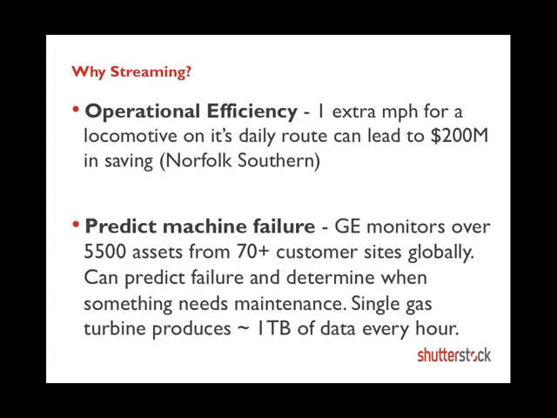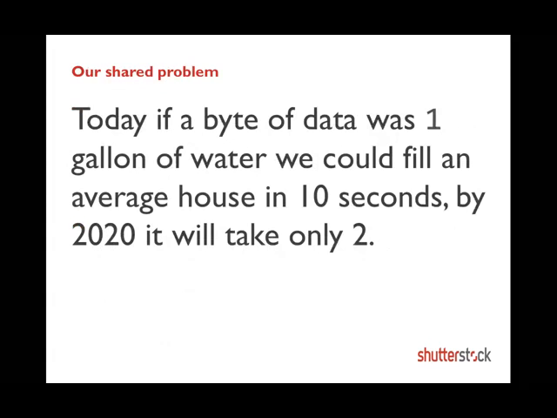So I think together we face a problem. It's a shared problem that we have to figure out how we're going to solve going forward. And it really kind of boils down to this. If you had today a byte of data equal to a gallon of water, you could fill an average house in about 10 seconds. By 2020, it'll take only about 2 seconds. That's a tremendous difference in the amount of water flowing. And really, it's the amount of data that's flowing through.